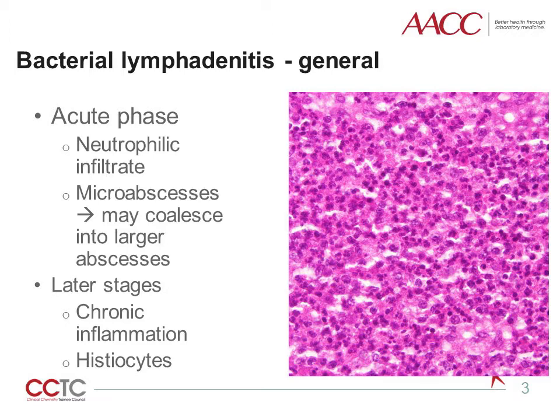Acute bacterial lymphadenitis involving the cervical lymph nodes is often caused by streptococcus or staphylococcus infection. During the early stages, a neutrophilic infiltrate is present and microabscesses may be seen. These microabscesses may coalesce into large abscesses. Over time, the neutrophilic infiltrate is replaced by chronic inflammatory cells and histiocytes. A high-power image of acute suppurative lymphadenitis is shown. Note the prominent neutrophilic infiltrate.